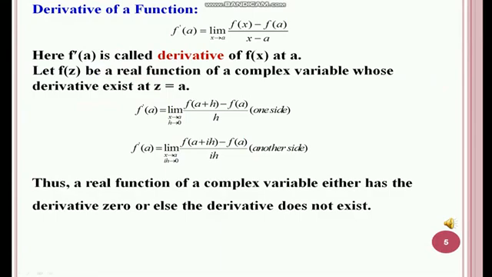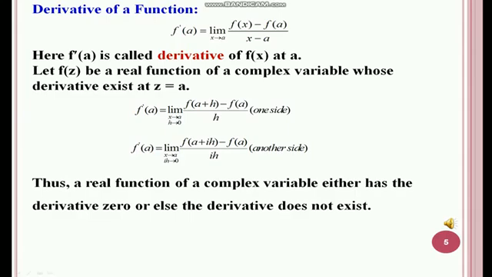We see the definition of the derivative of a function. Consider a function f(x). We can find the derivative of f(x) at the point a. The formal definition is f'(a) = limit x tends to a of (f(x) - f(a)) divided by (x - a). Here f'(a) is called the derivative of the function f(x) at the point a.